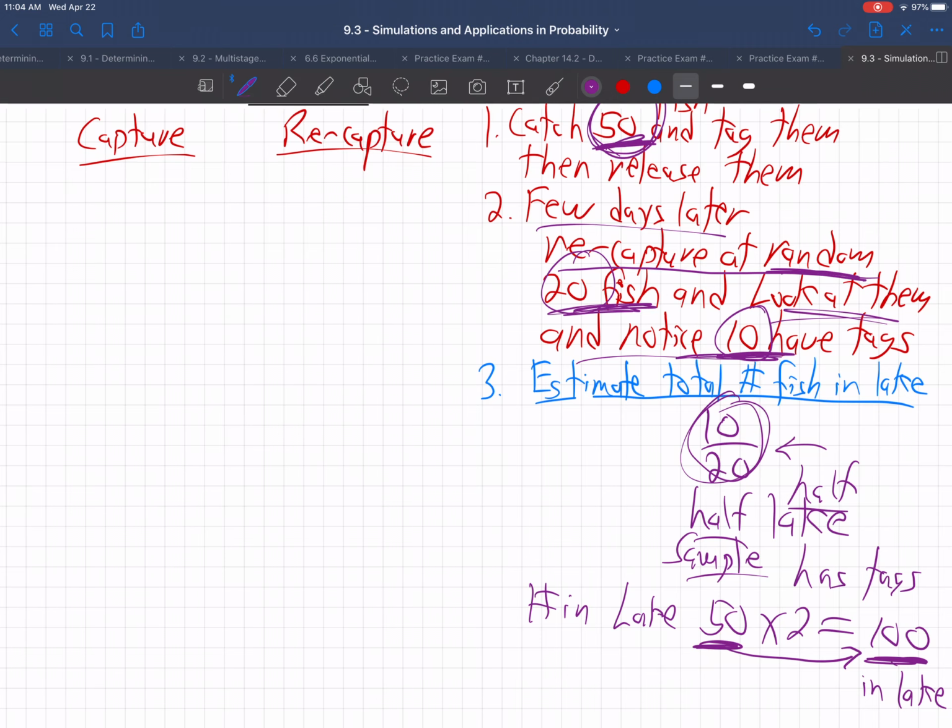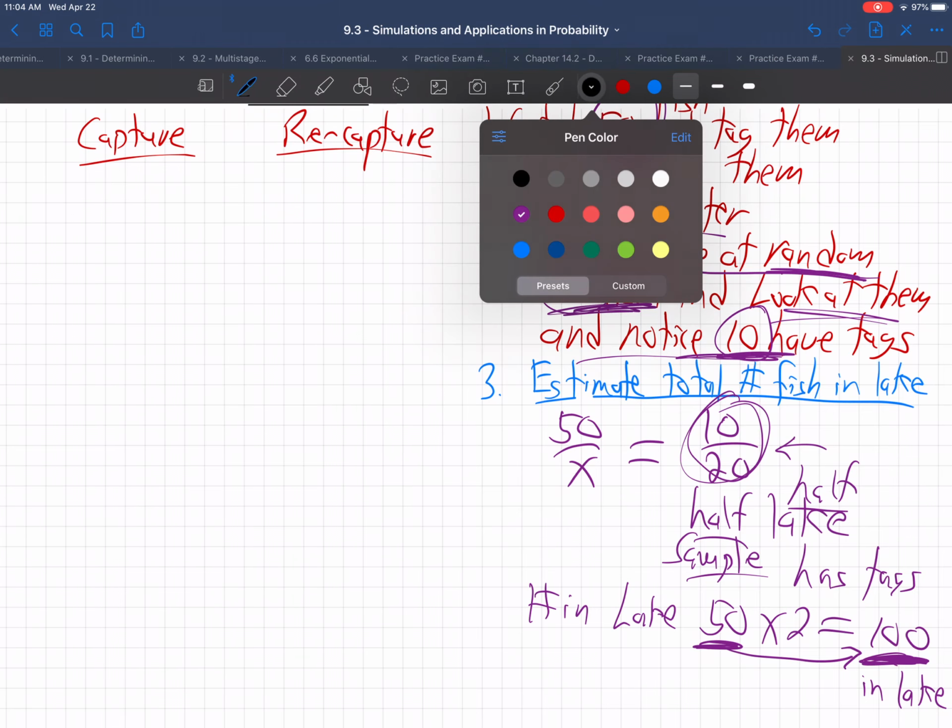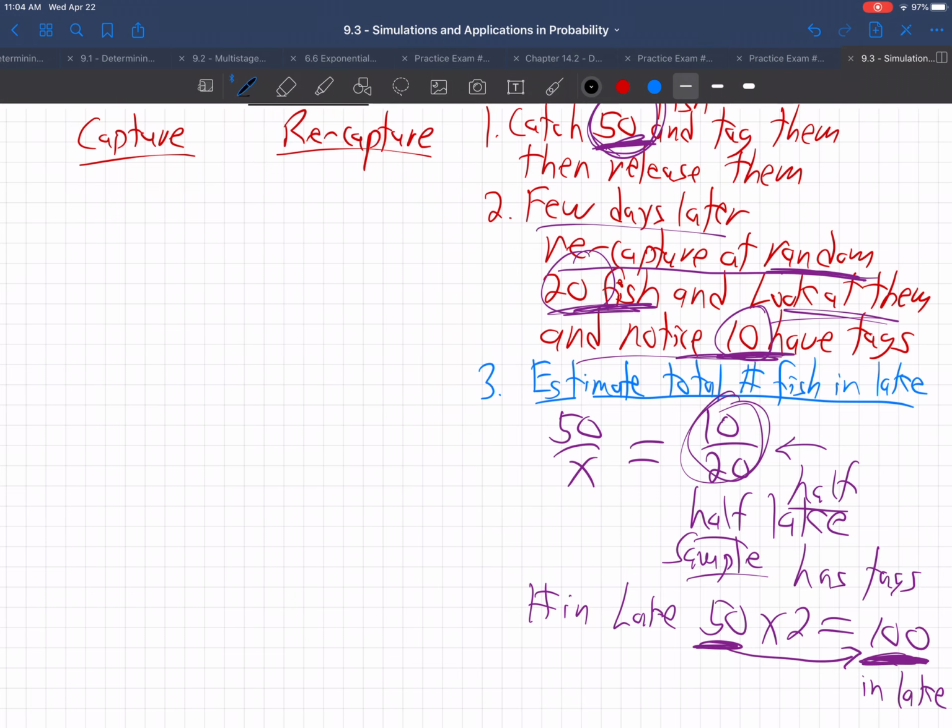It's very likely. The official math you would do is set it equal to 50 over x. I know you could just figure it out in your head and multiply by 2, but the numbers are going to be harder in general, so we're going to want a method. We call this tag over total. Originally we tagged 50, and we want to know the total number of fish in the lake. On the recapture, we found 10 tagged out of 20.